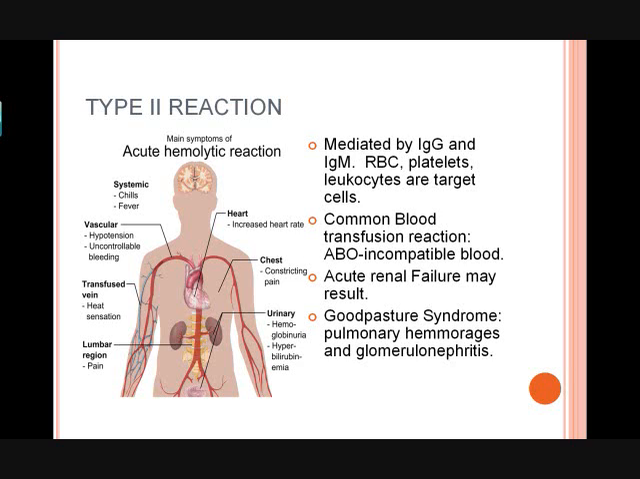Goodpasture syndrome, pulmonary hemorrhages, and glomerulonephritis. This is what occurs with severe acute hemolytic reactions. So you're going to have an acute hemolytic reaction. That's the most common type of reaction you will have to a blood transfusion.